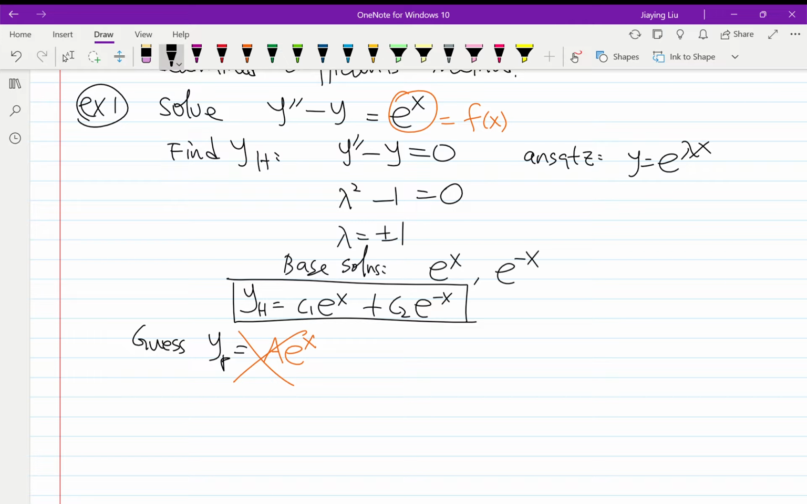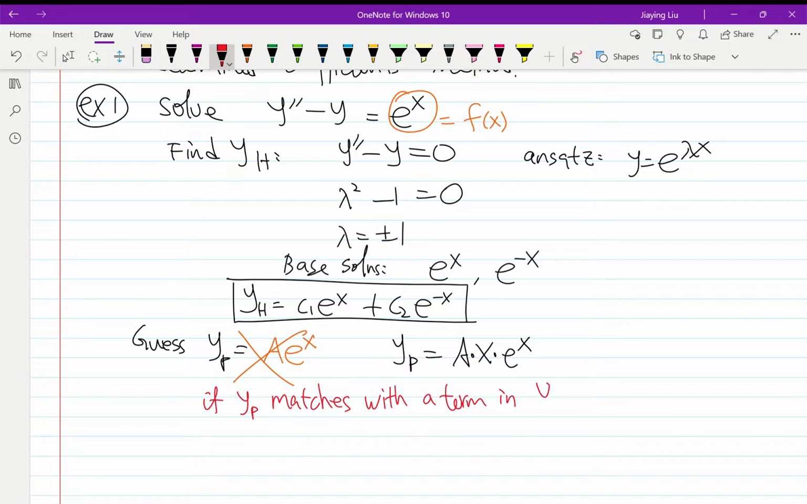Instead, we're going to take what we guessed and multiply by x. So a times x times e to the x. And then we're just going to multiply by x until we get something that's different from the homogeneous solution. So x e to the x is not in the homogeneous solution, so that's going to be a good guess. Let me write it down. If y particular matches with a term in the homogeneous solution, we're just going to multiply the guess by x until it's different.